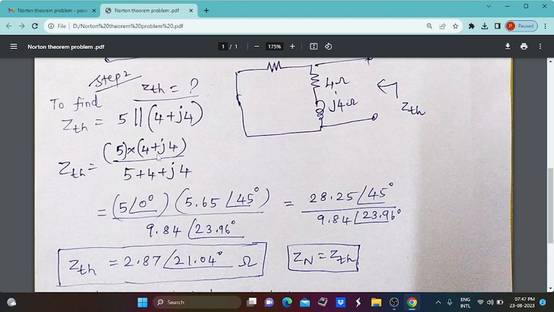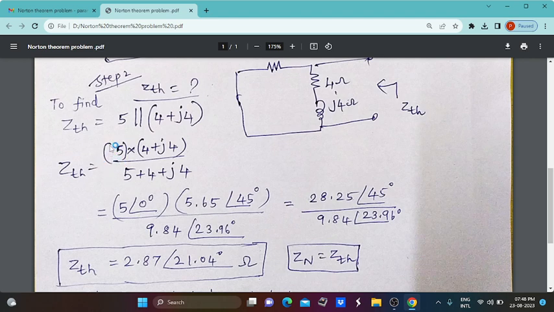So here we have to determine the ZTH value with the help of proper concept, because here the 4 plus j4 is the rectangular form. So you have to convert this rectangular form into polar form with the help of a calculator. In a scientific calculator you convert this rectangular form into polar. So you will get the answer 5.65 angle 45 degrees. So this value is for 4 plus j4.